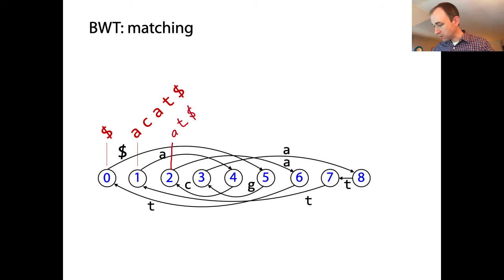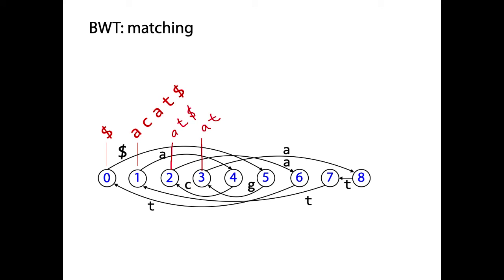Again, what are we doing? We're just spelling out the rows of the Burrows-Wheeler matrix. That was the third row, stopping at the $. Okay, now let's go with the node labeled 3. We have A, T, T, A, C, A, T, $.